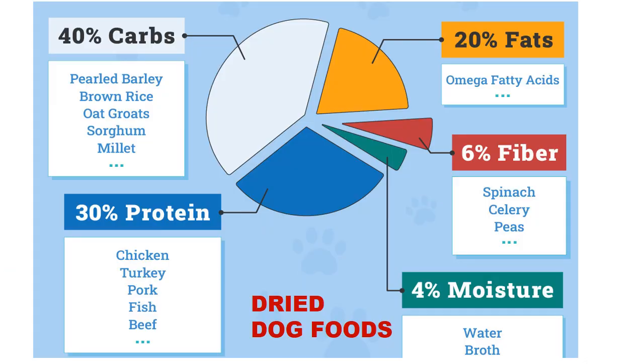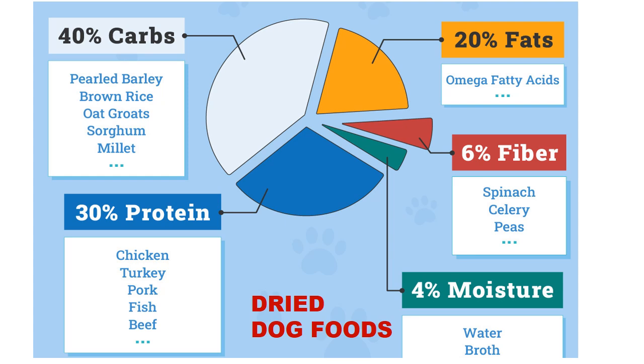Here we will see a thumb rule for commercial formulation of pet foods, which will on average have 40% carbohydrate from barley, rice, oats, sorghum or millet, about 30% protein, which can be from chicken, turkey, pork, fish, beef, even some eggs. Then 20% fats, which can be mostly from animal origin and to some extent from plant origin, which includes the omega-3 fatty acid, which is very, very important.